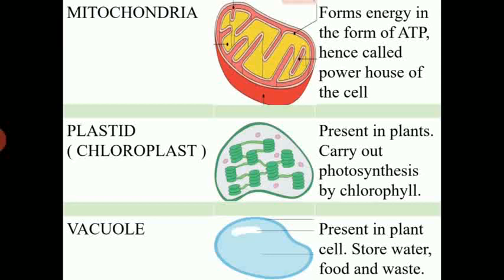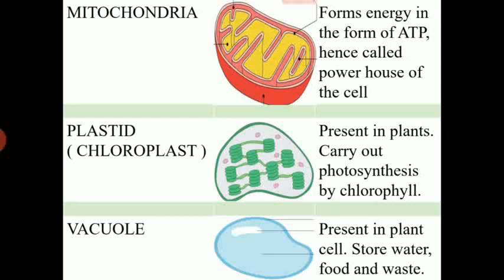Now, one type of plastid is called chloroplast. Why is it called chloroplast? Because it consists of green colored pigment which is called chlorophyll. So in chloroplast, chlorophyll is present, and this chlorophyll is the pigment which traps the sunlight and makes it available for the plant so that they can carry out photosynthesis.